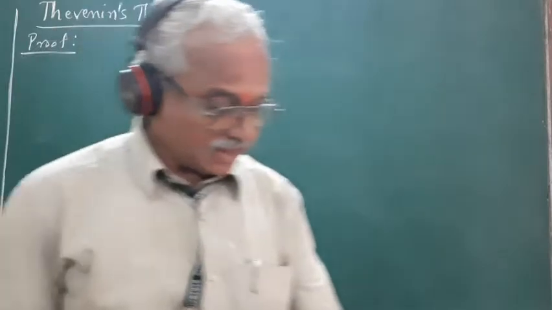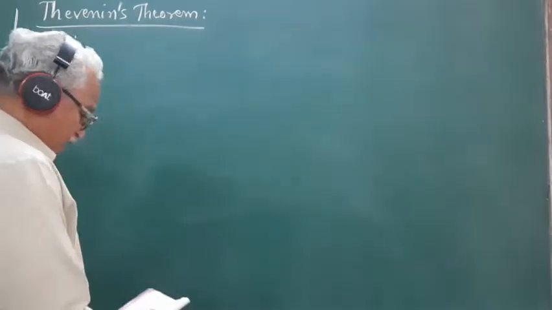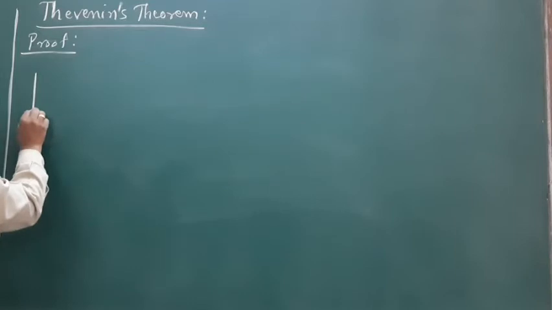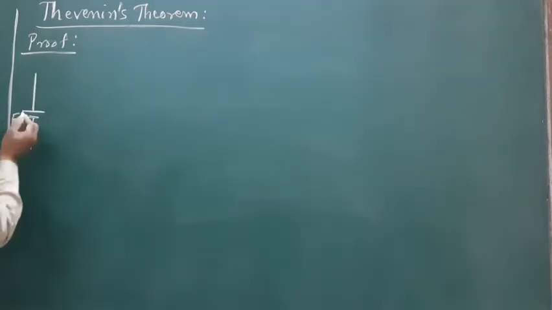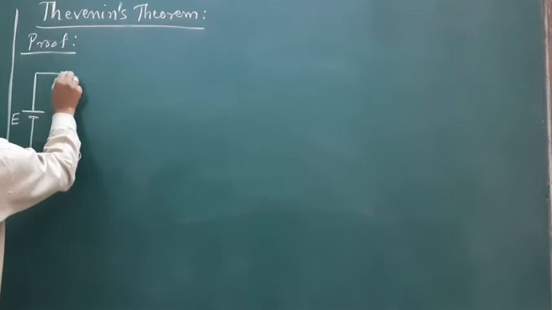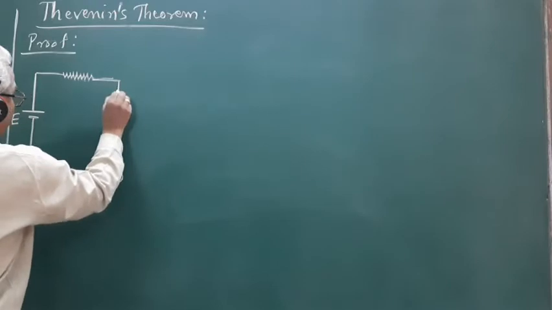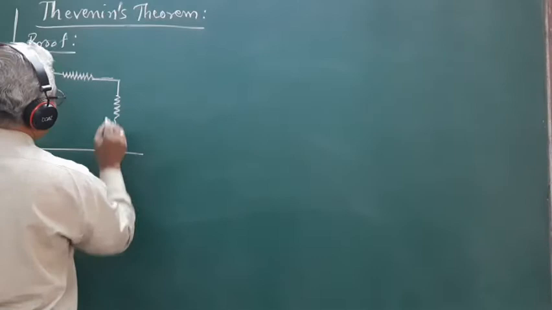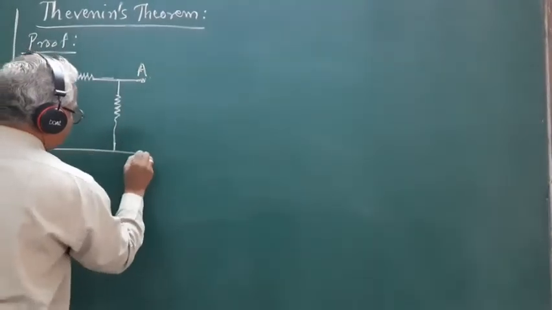So to prove this Thevenin's theorem, let us consider we have a network consisting of a source of EMF E, in series with which a resistance R1 is connected, a resistance R2 is connected, and we have these terminals A and B.